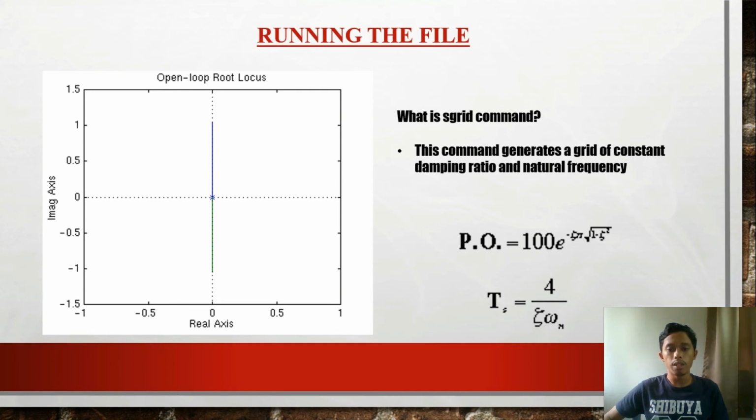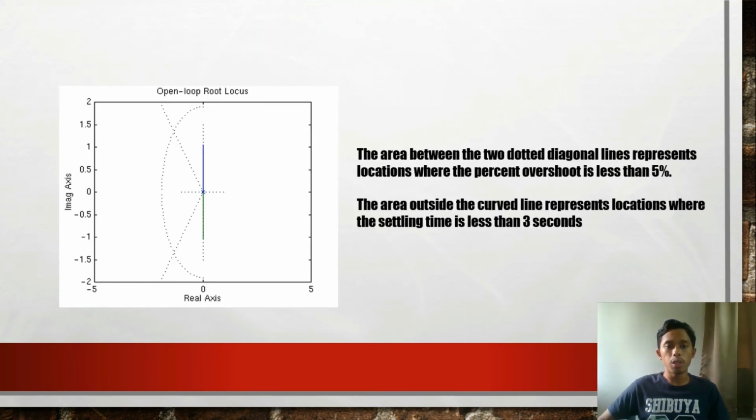The design criteria can also be plotted on the root locus using the sgrid command. This command generates a grid of constant damping ratio and natural frequency. The damping ratio and natural frequency were found using the following equation, which relates them to our percent overshoot, that is PO, and settling time, that is TS, requirements. The figure shows the area between the two dotted diagonal lines represents locations where the percent overshoot is less than 5%. The area outside the curved line represents locations where the settling time is less than 3 seconds.